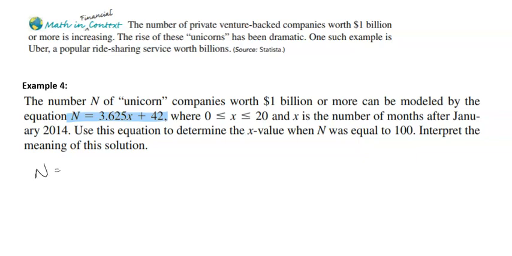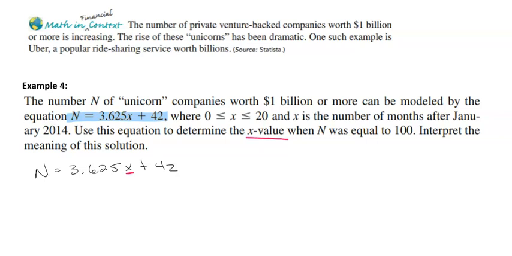N equals 3.625x plus 42. And x has to be between 0 and 20. And it's the number of months after January 2014. If it's more than 20 months, the equation doesn't work. So use this equation to determine the x value. So this is what we're finding. I'm going to underline x, or you can circle it or something to say that's what we're finding.